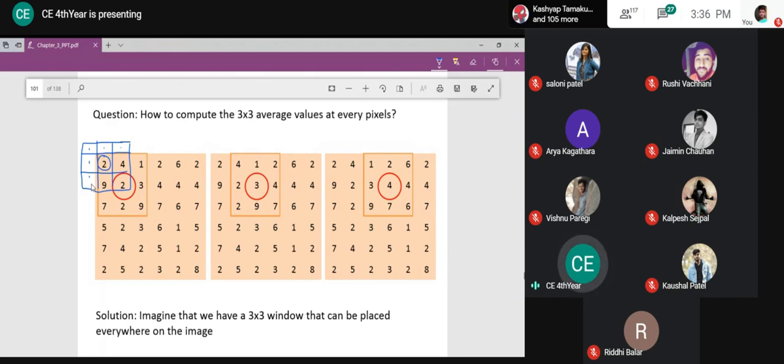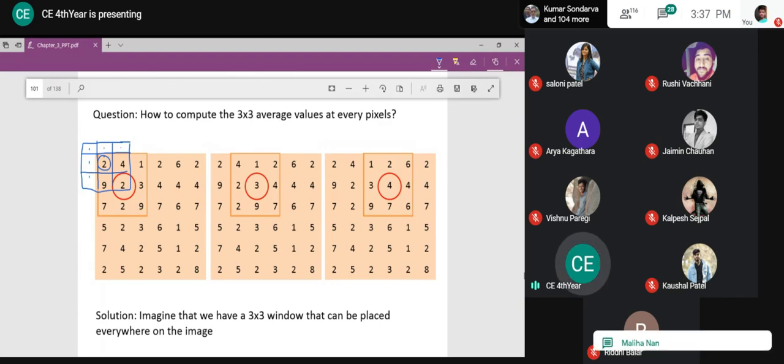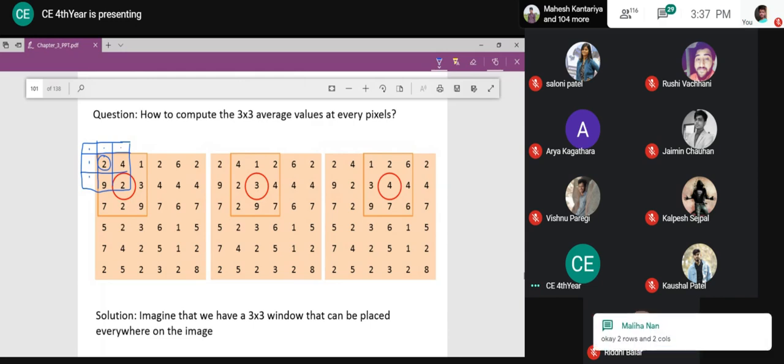Now the question is, suppose it is my 3 cross 3 neighborhood. How many rows and how many columns should I pad with zero? The image should be padded with zero, and my neighborhood is 3 cross 3. Will it depend on the neighborhood? One row on each side, or totally one? What should be the dimension?